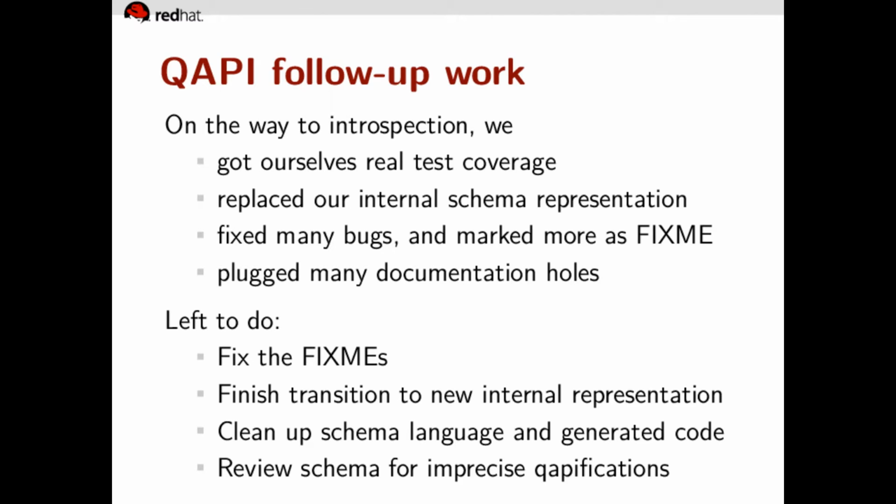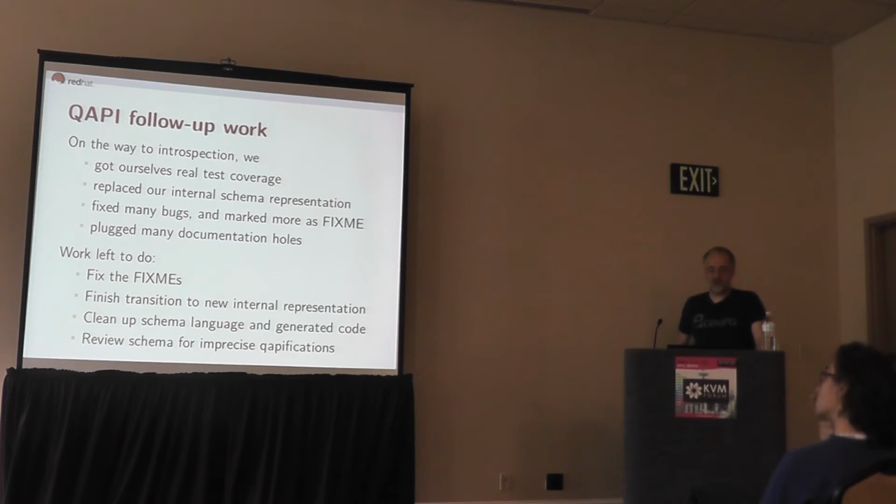There's work to do on QAPI itself. On the way to introspection, we got ourselves real test coverage. We completely replaced our internal representation of the schema. We fixed many bugs and marked more as FIXME, and we plugged many documentation holes. Work left to do includes fixing the FIXMEs, of course. We need to finish the transition to the new internal representation. And there are opportunities to clean up the schema language and the code generated for it, and I'd like to explore them. And I think we should review the schema for imprecise QAPIfications such as add_client.